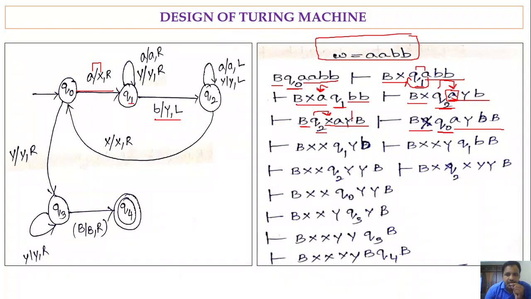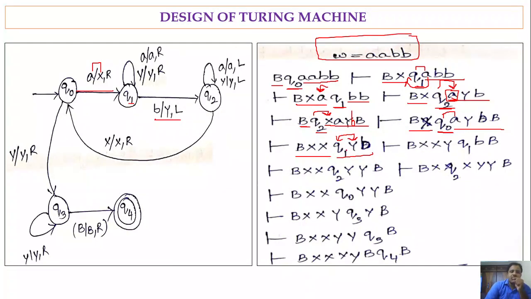AYBB. Here small b is there. Now in Q0, if you get A, replace that A with X, move the head towards right and change the state from Q0 to Q1. So what we will get? BXX Q1 YB. We are in state Q1 and we are considering the input as Y.